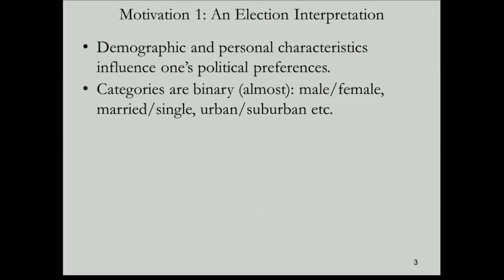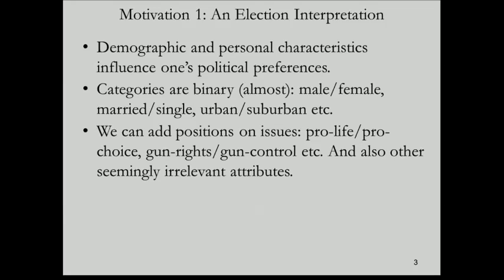And roughly we model this as a binary string. So we have different categories for each person. Each bit is 0 or 1 and represents whether they're male or female, married or single, urban, suburban, etc. You can add other things, positions on certain issues like pro-life, pro-choice, gun rights, gun control, etc. I don't know, somebody's a surfer or not a surfer. You can add whatever you want in there.